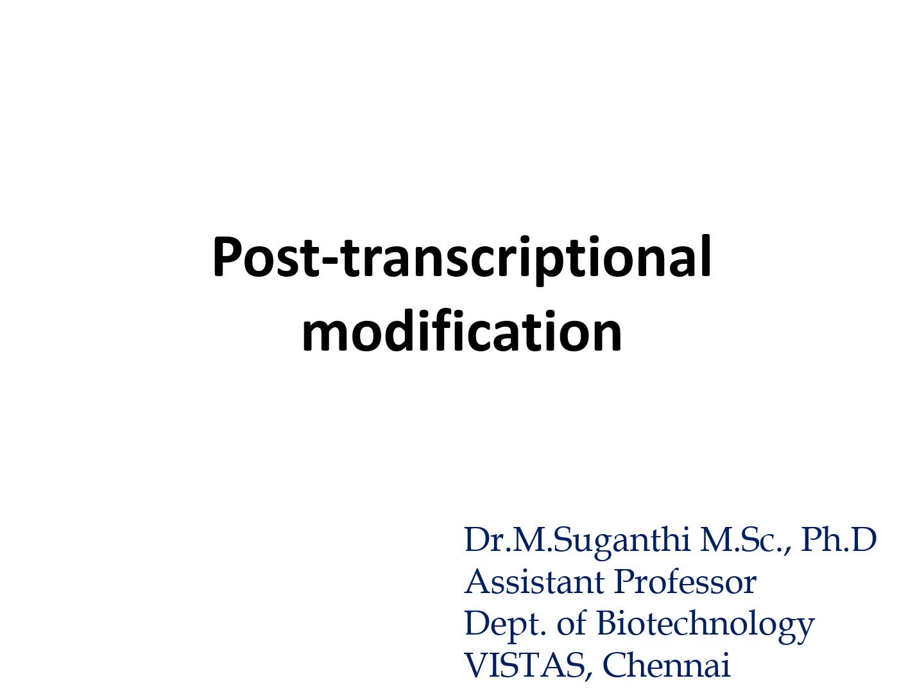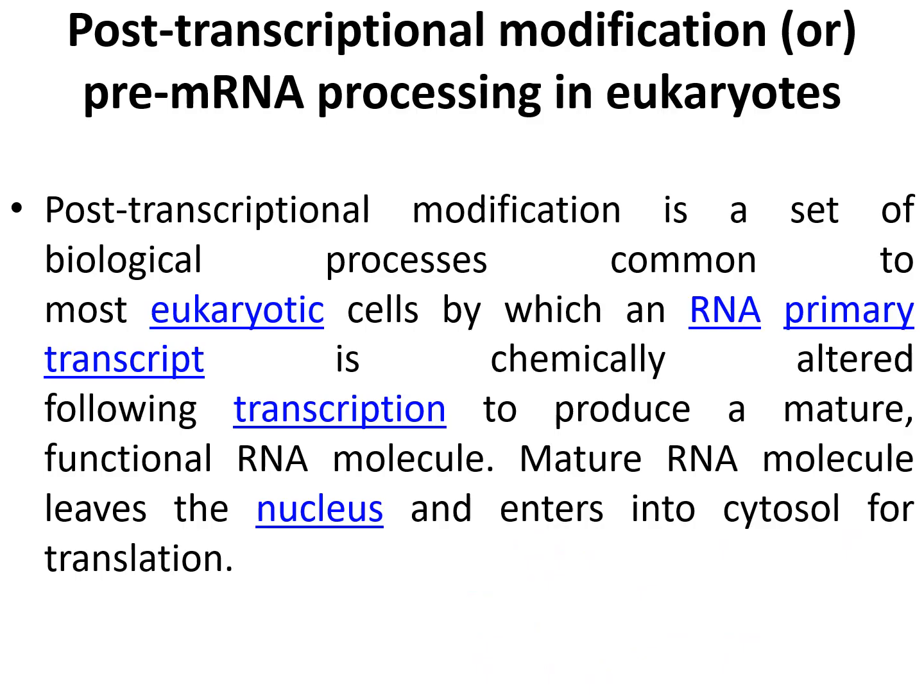In today's class, we are going to see in detail about post-transcriptional modification. Post-transcriptional modification is nothing but pre-mRNA processing. This post-transcriptional modification takes place only in the eukaryotic cell. It is a set of biological processes common to most eukaryotic cells by which an RNA primary transcript is chemically altered following transcription.